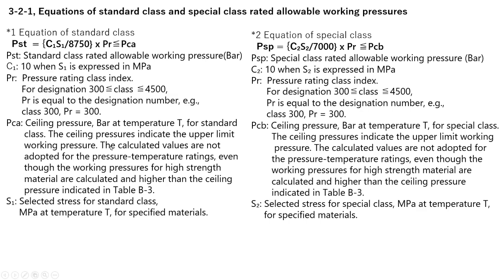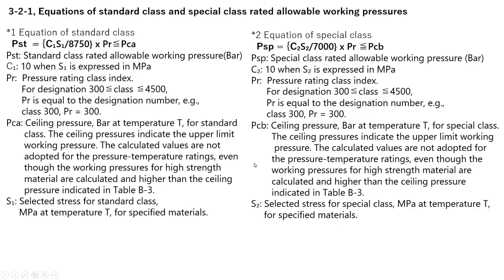The calculated values are not adopted for the pressure temperature ratings when the working pressure for high-strength material is calculated to be higher than the sealing pressure indicated in Table B3. S1 is the selected stress for standard class, in megapascal, at temperature T for specified materials. So number 2, the equation for special class. Like this, the same, special class rated allowable working pressure.